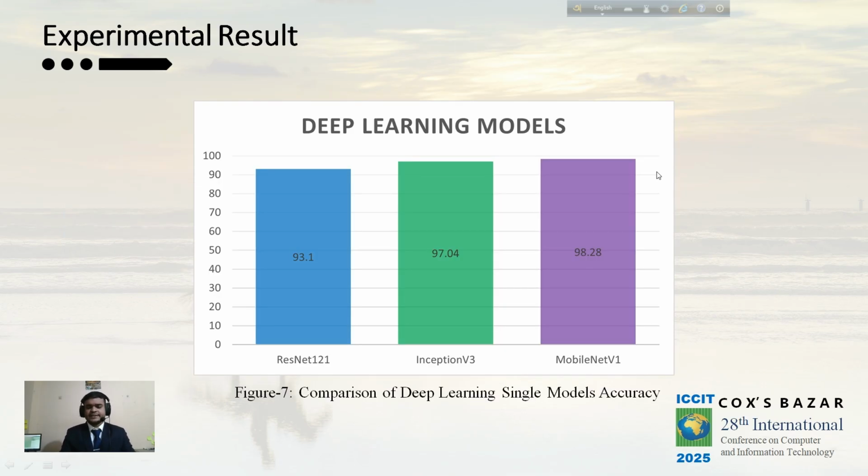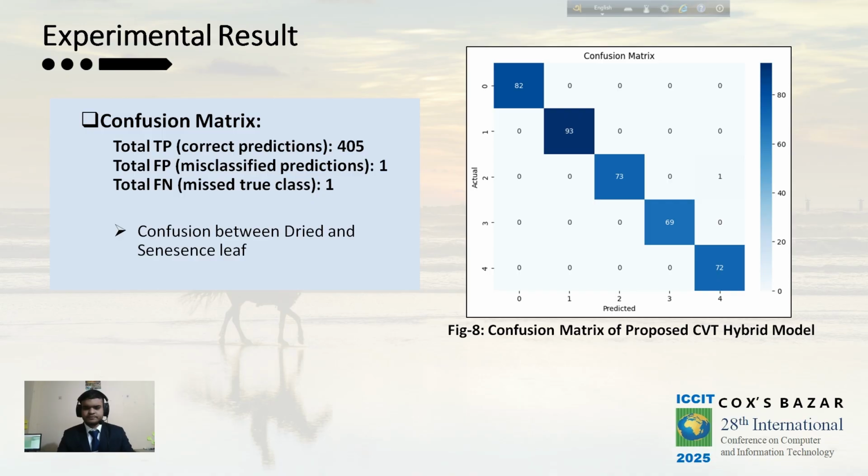The comparison of the 3 baseline deep learning models. Here, we can see that the best performing model is MobileNetV1. That's why we picked MobileNetV1 for building our hybrid model. Let's see how our proposed model is better than the baseline CNN models.